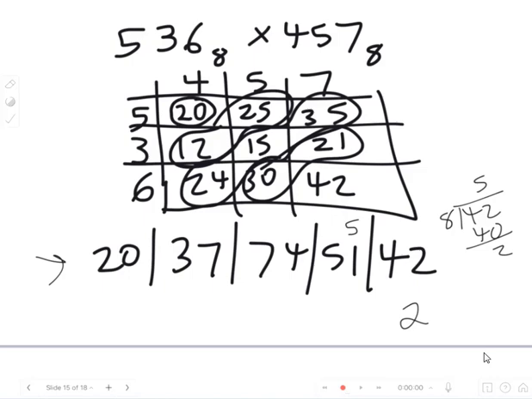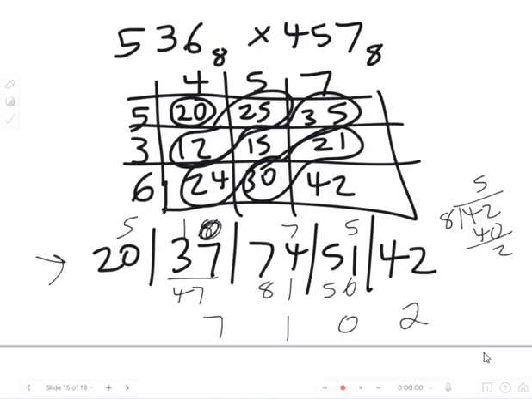So 42 divided by 8 is 5 with the remainder 2. 2 comes down as the ones place of the answer, and then the 5 gets carried over to the 8's place. 51 plus 5 is 56. And 56 divided by 8 is 7 with a remainder of 0. 74 plus 7 is 81. 81 divided by 8 is, excuse me, that's not true, it's 10 with a remainder of 1. 10 plus 37 is 47. 47 divided by 8 is 5 with a remainder of 7.